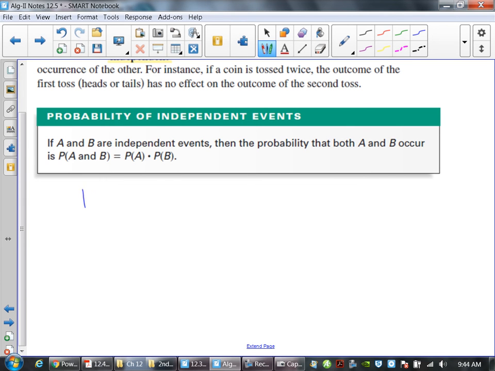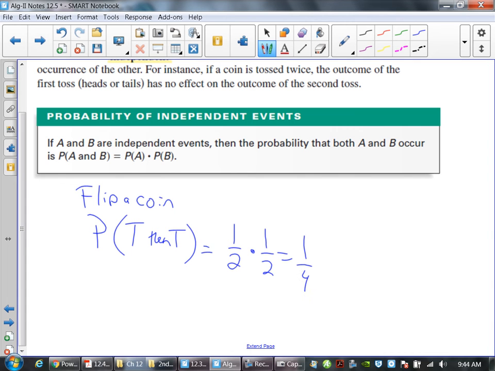For example, flip a coin. If I want to flip a coin and get tails, 2 tails in a row, what's the probability of getting tails on the first flip? A half. What's the probability of getting tails on the second flip? Half. Are they independent of one another? Yes. You multiply them together and your probability is 1/4. That's what it is.